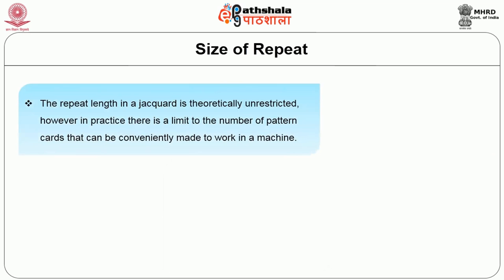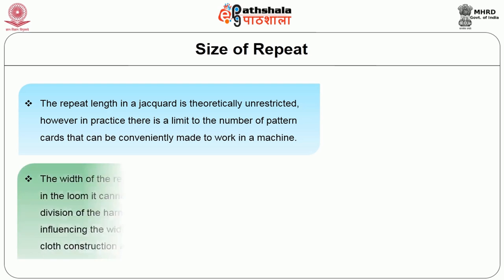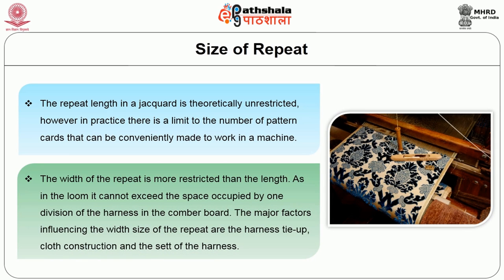The repeat length in a jacquard is theoretically unrestricted. However, in practice, there is a limit to the number of pattern cards that can be conveniently mounted on a machine. So the width of the repeat is more restricted than the length. As in the loom, it cannot exceed the space occupied by one division of the harness in the comber board.